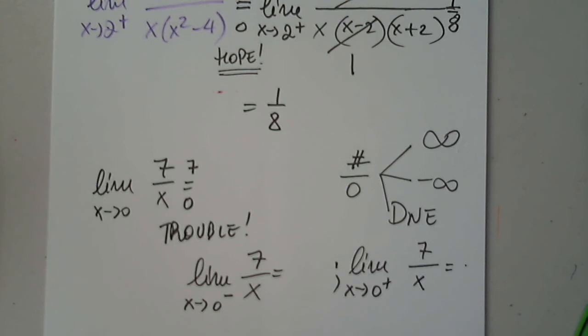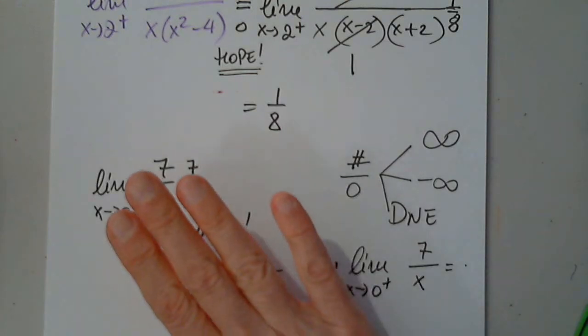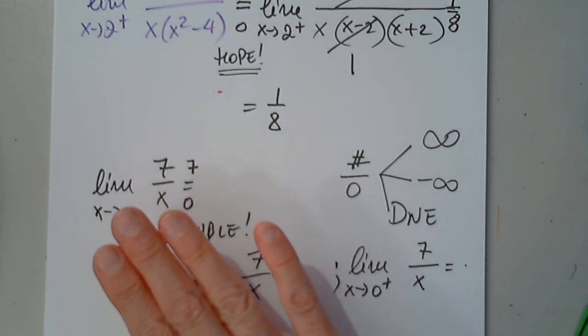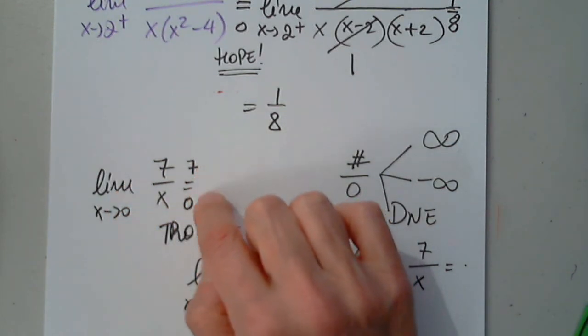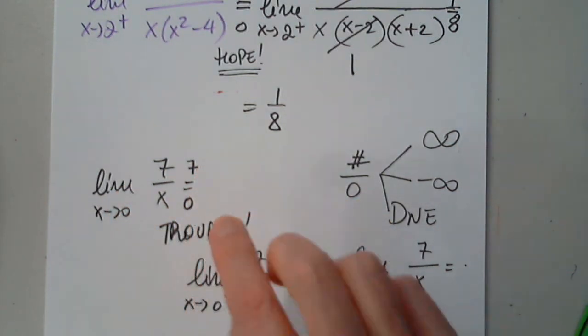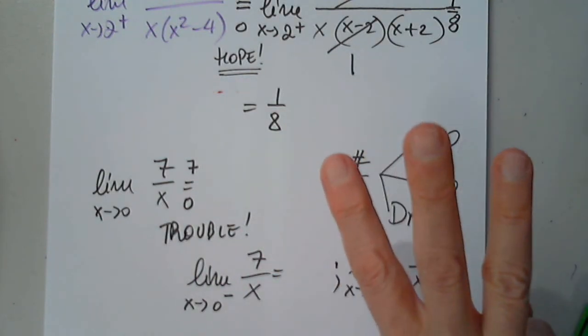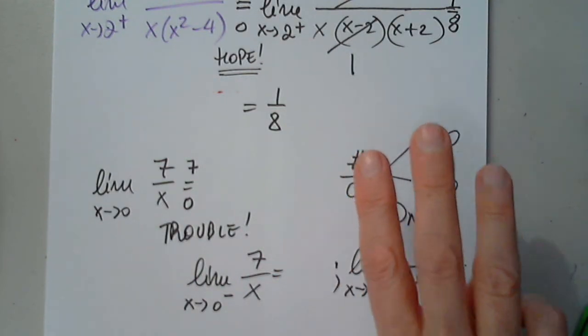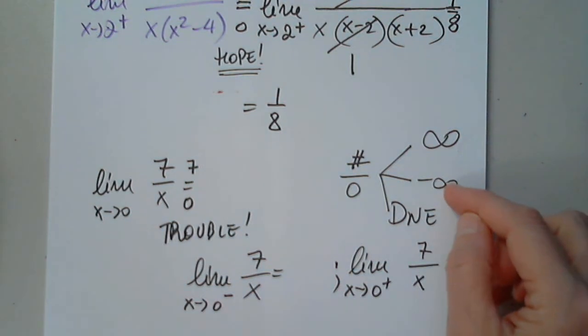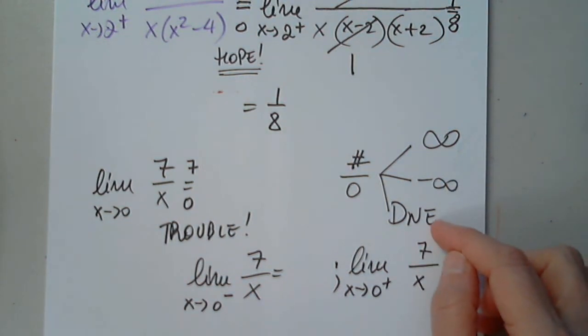Are they both 0? Doesn't exist. So one more time. When we have a number over 0, we have 3 options. Only these 3 options: either infinity or negative infinity or DNE. So please do not say 0.